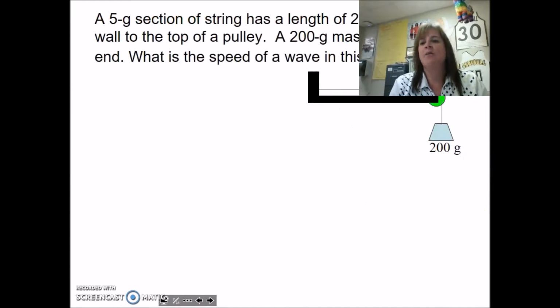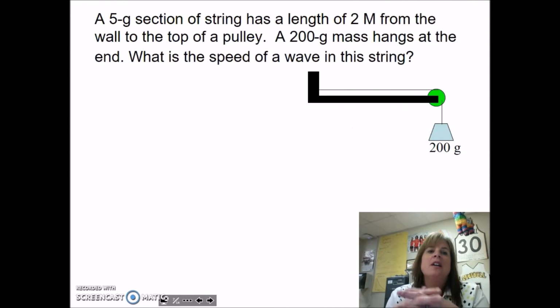Let's take a look at one type of problem. So here I have a 5-gram section of string. It has a length of 2 meters. I don't know why that's a capital M. It looks like molarity. From the wall to the top of the pulley, a 200-gram mass hangs at the end. What is the speed of the wave on the string?